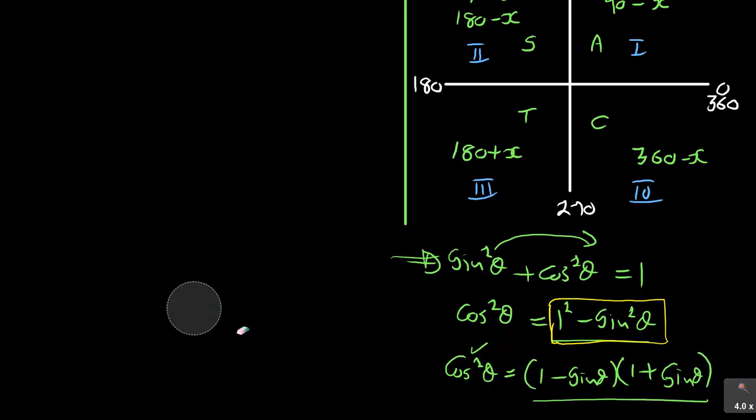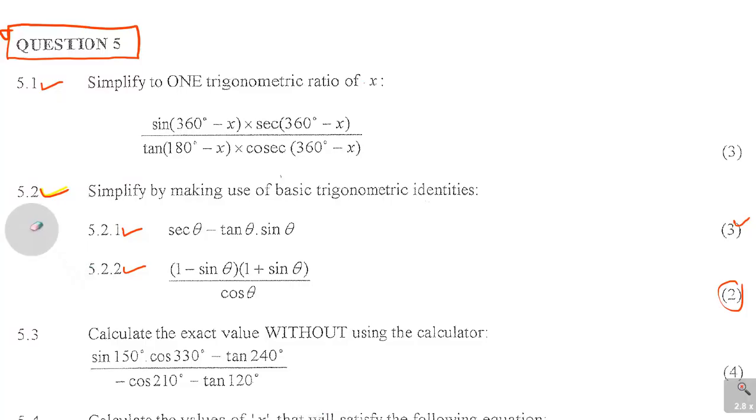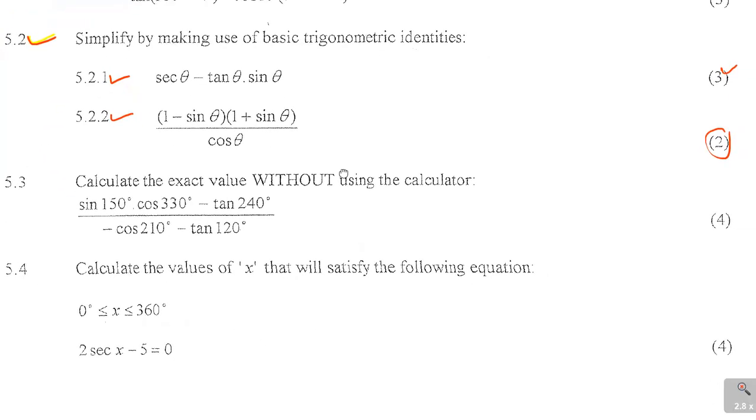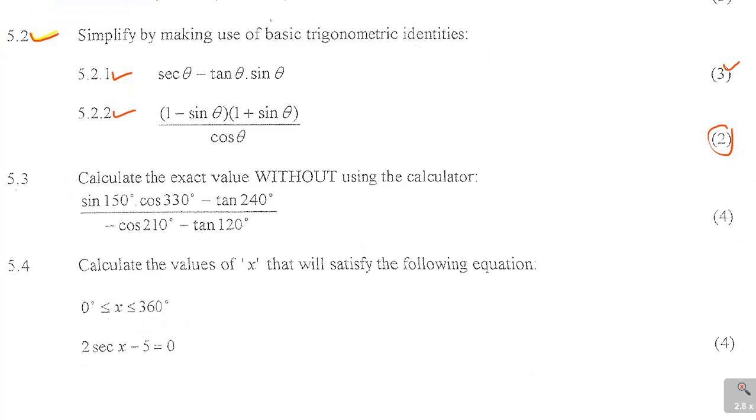So let us look at the next one. It says here 5.3. So we are moving on. It says calculate the exact value without using a calculator, and then you're given that, and this is 4 marks. Actually, the moment they say don't use a calculator, that's when I actually use a calculator. But let me write it down first.